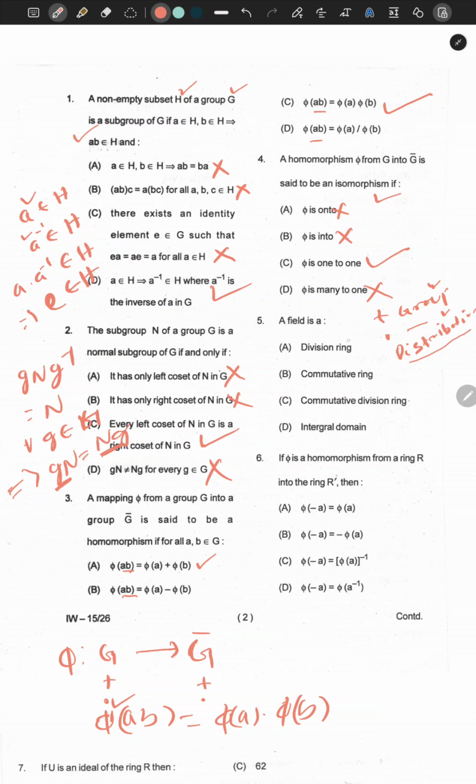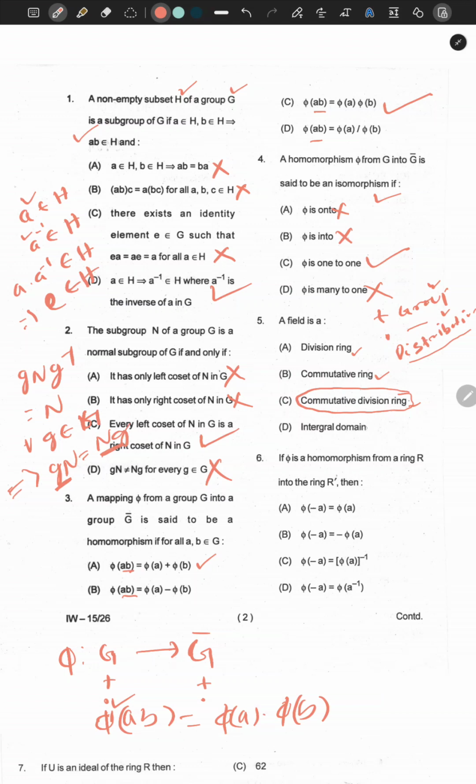Division ring means it is a ring in which every non-zero element has a multiplicative inverse. It is also a commutative ring. This one is also true. And a commutative division ring means it is a ring which is also commutative, which means both A and B options are included in the C answer. Till now C is the perfect answer because it includes the commutative ring. It is also a division ring. Both A and B are included in C.